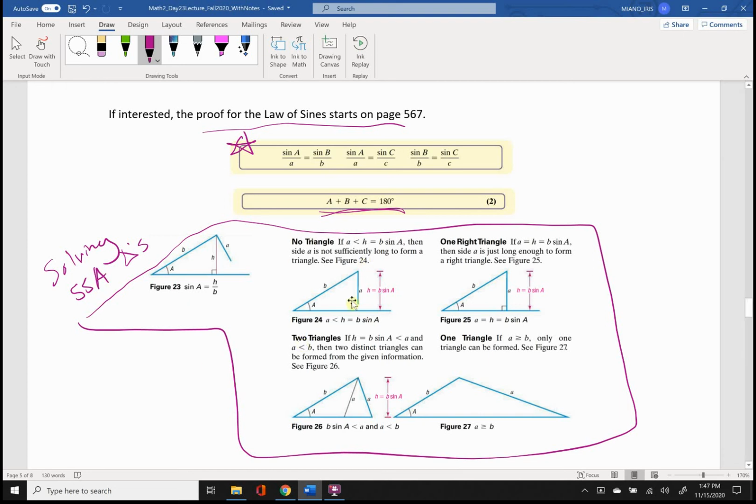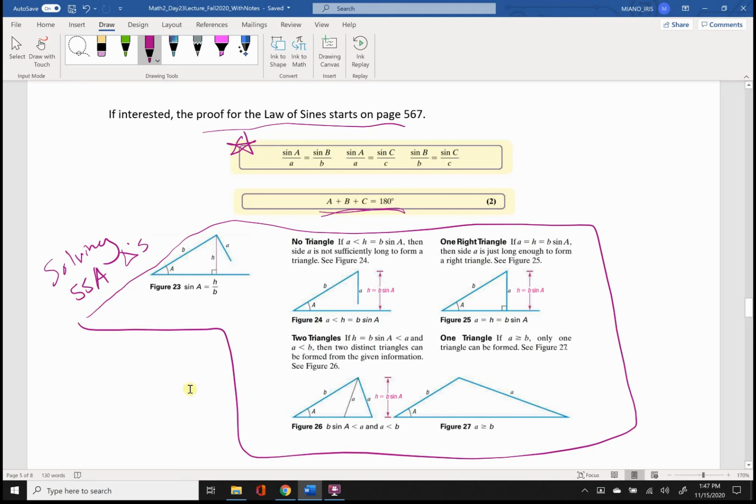So, definitely read through this bit. I took it from the textbook, but what I want to focus on is the process that I go through in determining if I have a one right triangle, one triangle, no triangle, or two triangles situation.